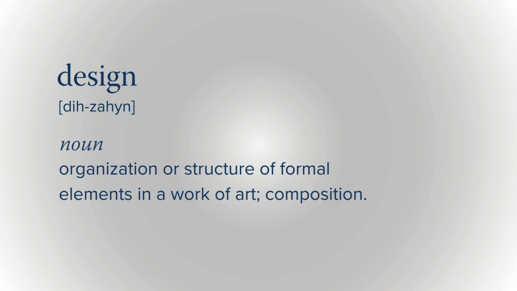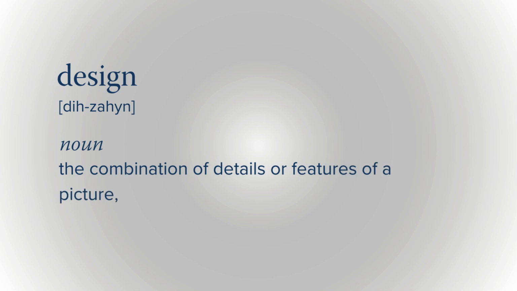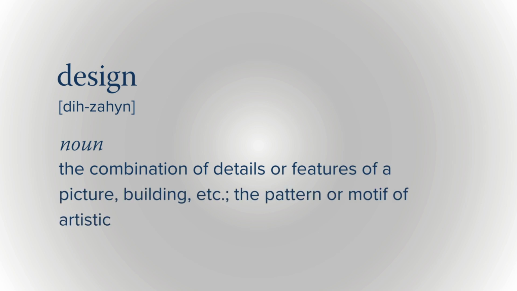The second definition says organization or structure of formal elements in a work of art; composition. The third, which I wasn't going to include, is the combination of details or features of a picture, building, etc., the pattern or motif of artistic work. I feel like those three definitions are speaking about the same thing. The first one is a little more tangible, where you're actually sketching or outlining a plan for a work of art.